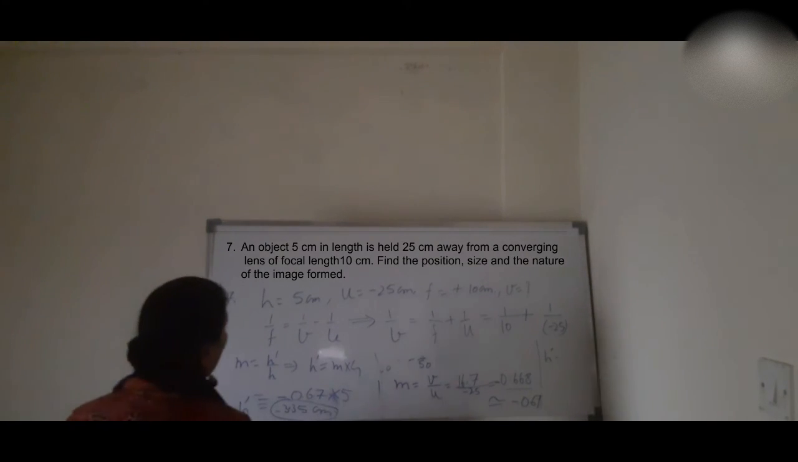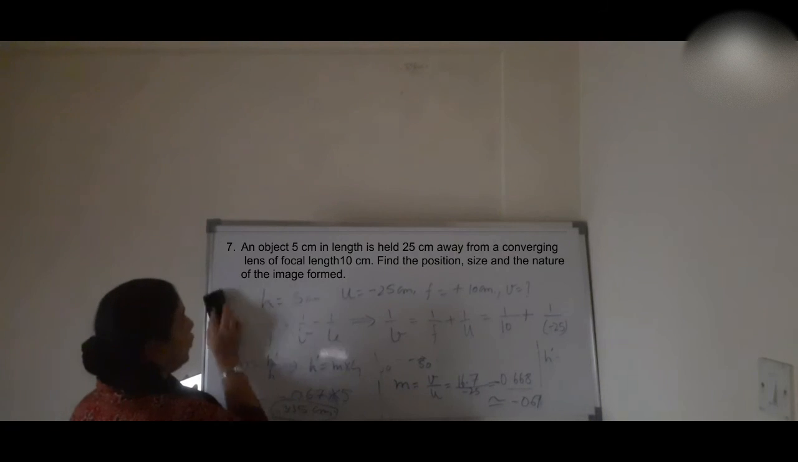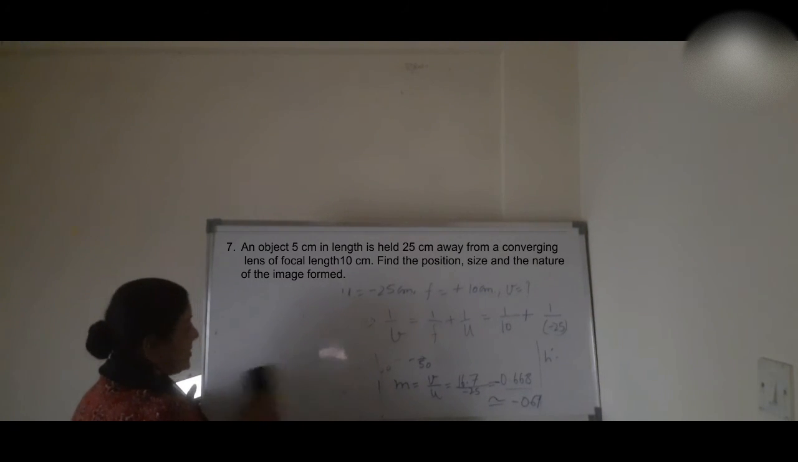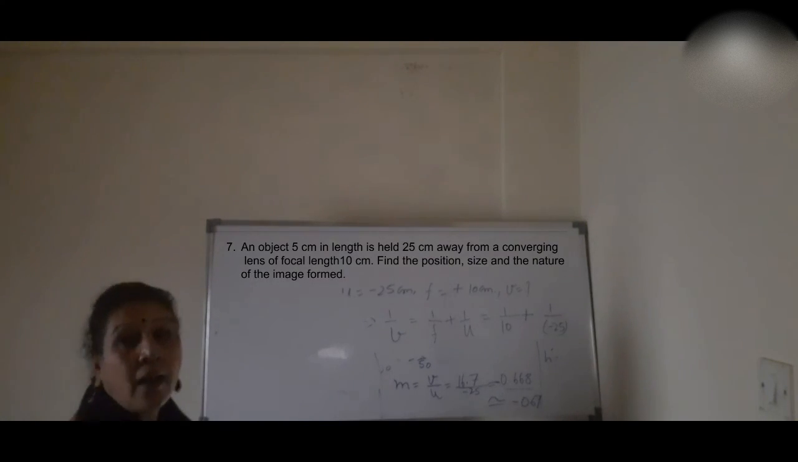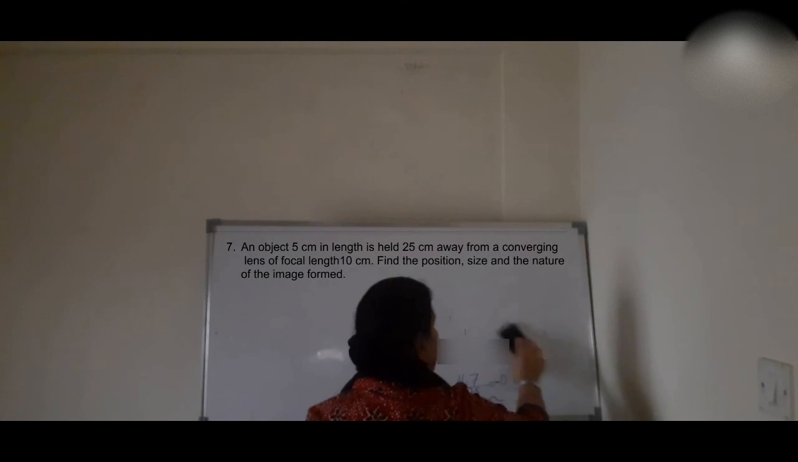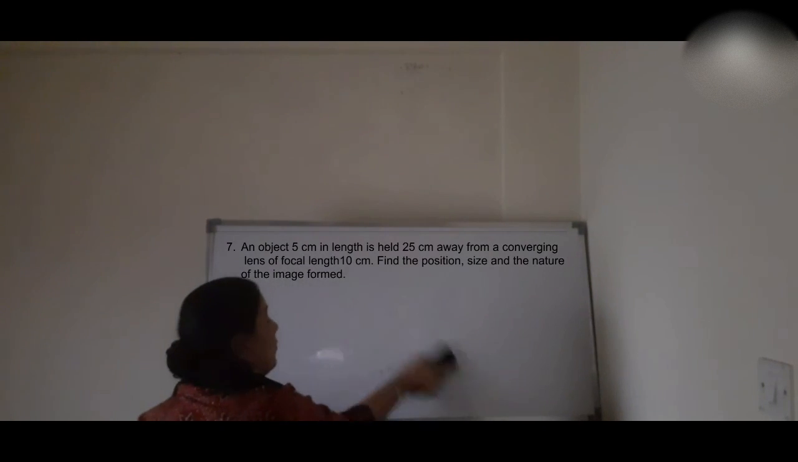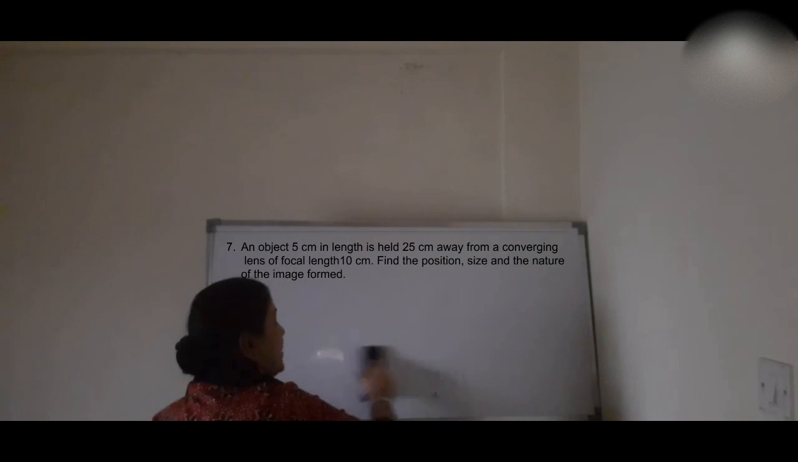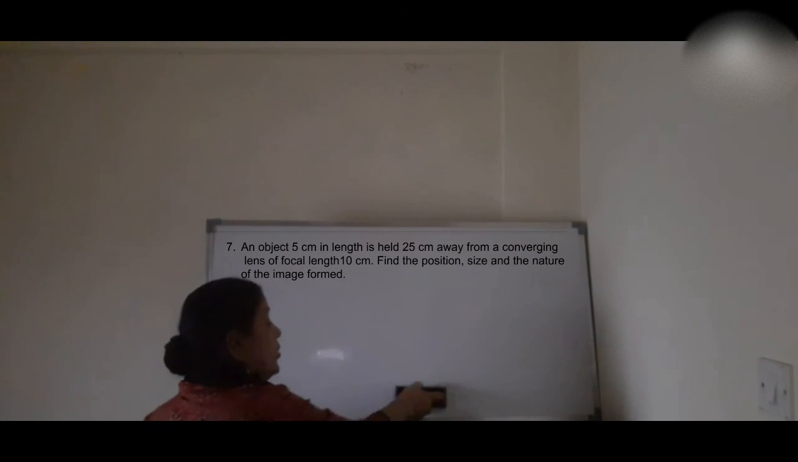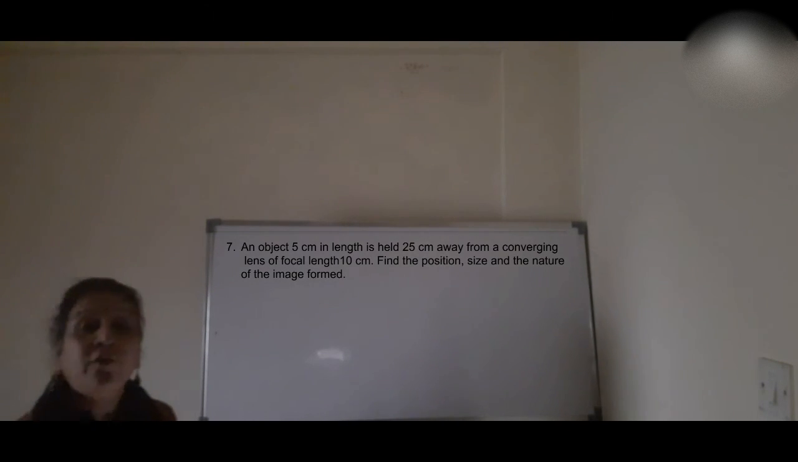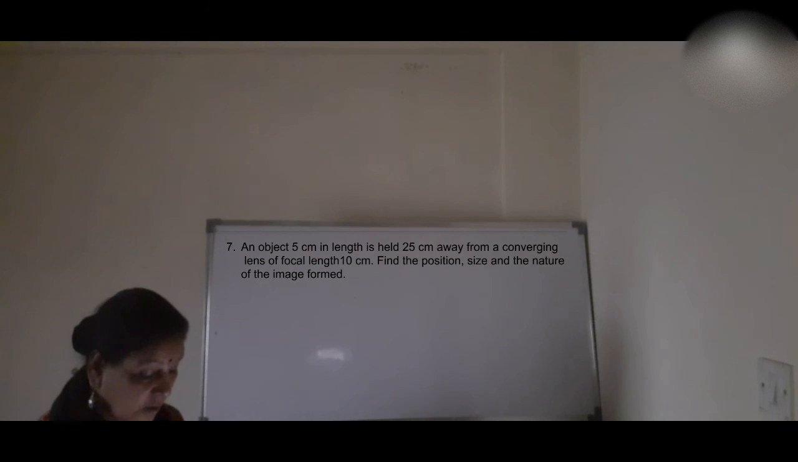I'm going to take one more numerical. I hope this is clear to you. You'll be using the formula for lenses, that is the lens formula: 1 upon f is equal to 1 upon v minus 1 upon u, and m is equal to h dash by h or is equal to v by u. So you should know, children, the sign convention, what will be the sign for u, v and f. The next question, 8th question I'm going to take.